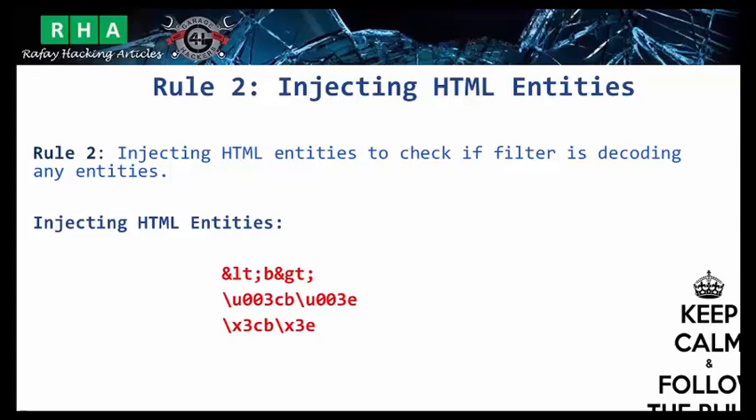Rule 2, we will inject HTML entities. We will inject these HTML entities, which are equivalent for opening and closing brackets. So we have HTML entities, and then Unicode and hexadecimal, in order to check if the web application firewall is decoding some of the entities or not. I have a very good example of a WAF filter that was decoding entities, and we used that fact to bypass the web application firewall.